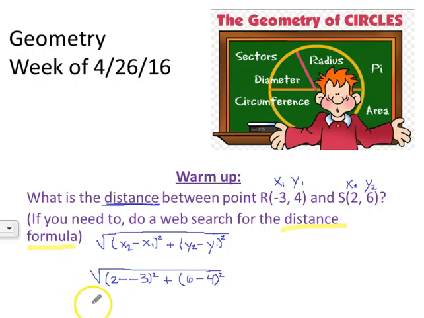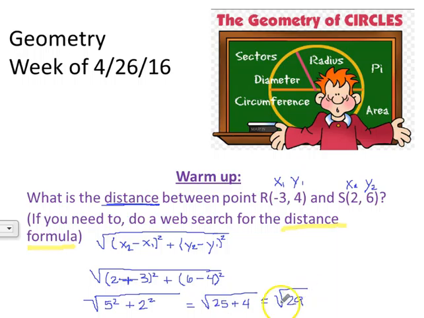So let's start working on simplifying now. When we have a double negative, it becomes a positive, so 2 plus 3 is 5, so we're going to be squaring 5 eventually, and we'll add to that 6 minus 4, which is 2, and we'll square that. So let's keep going. 25, I guess I gave that away. 5 squared is 25 plus 2 squared is 4, so we will get the square root of 29.